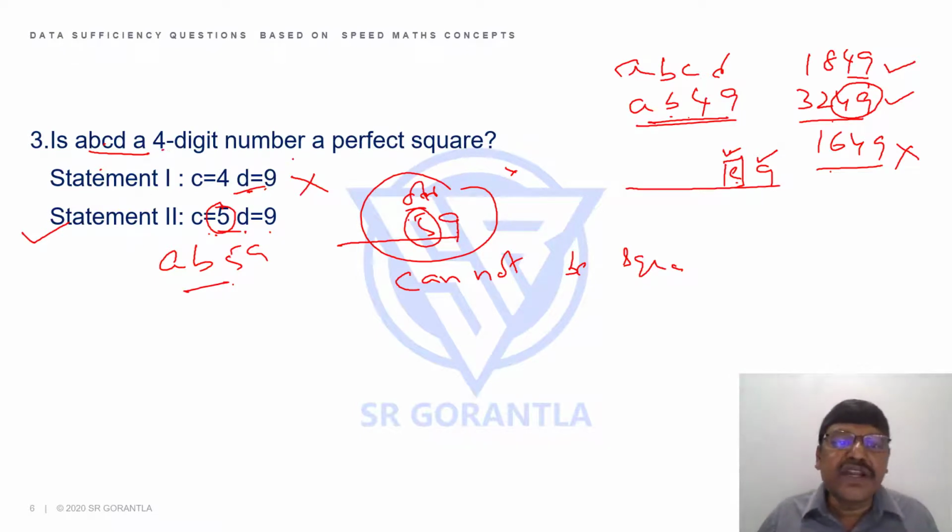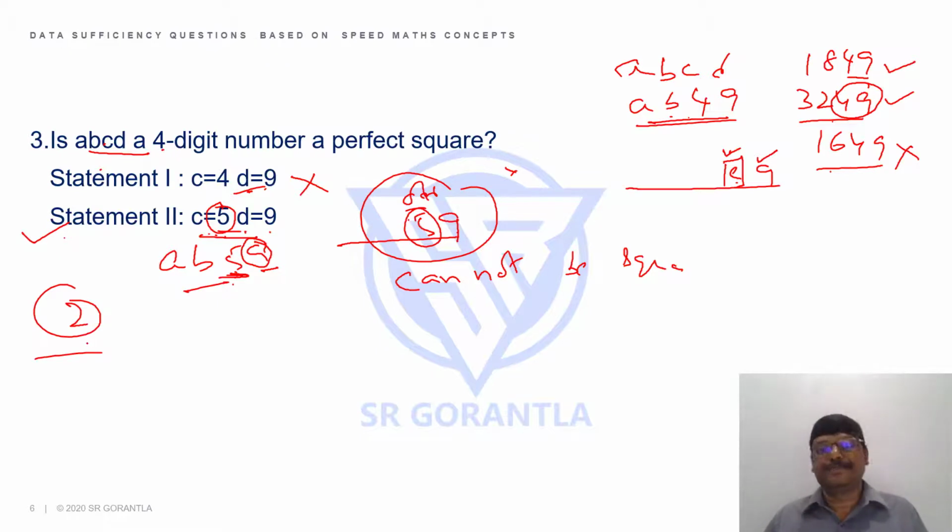Similarly, is ABCD a 4-digit perfect square? You are saying no, ABCD cannot be a square, hence it is not a square. Why? Because any perfect square that ends with 9 should have the tens place even, but I have an odd number here. So in that case, it's not a square. Only the second statement, choice 2, students. Right? Let's go to question number 4.